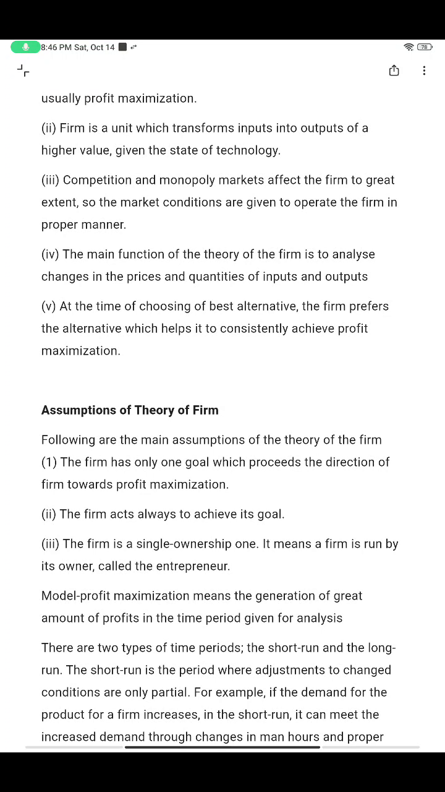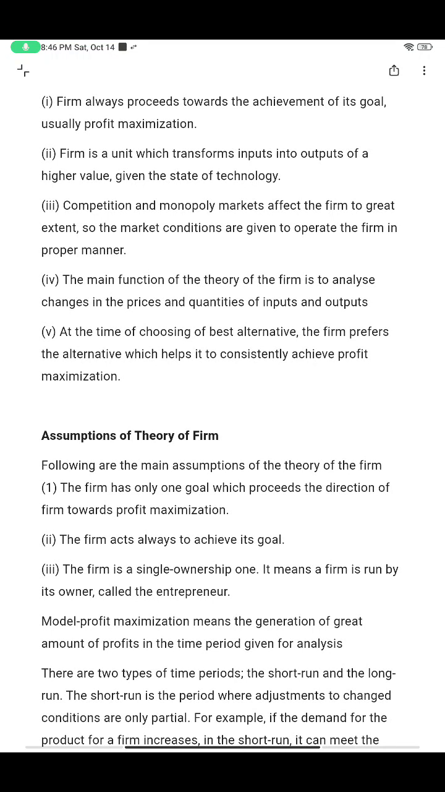Next, competition and monopoly markets affect the firm to a great extent. Okay, so as we discussed, firm is a small company. So how will the firm be affected by the competition and the monopoly? Competition means there will be many companies and many businesses in the same domain or same market. So firm is a very small business or a very small company. So how it has to overcome that competition and how it has to grow its market capability and its profit.